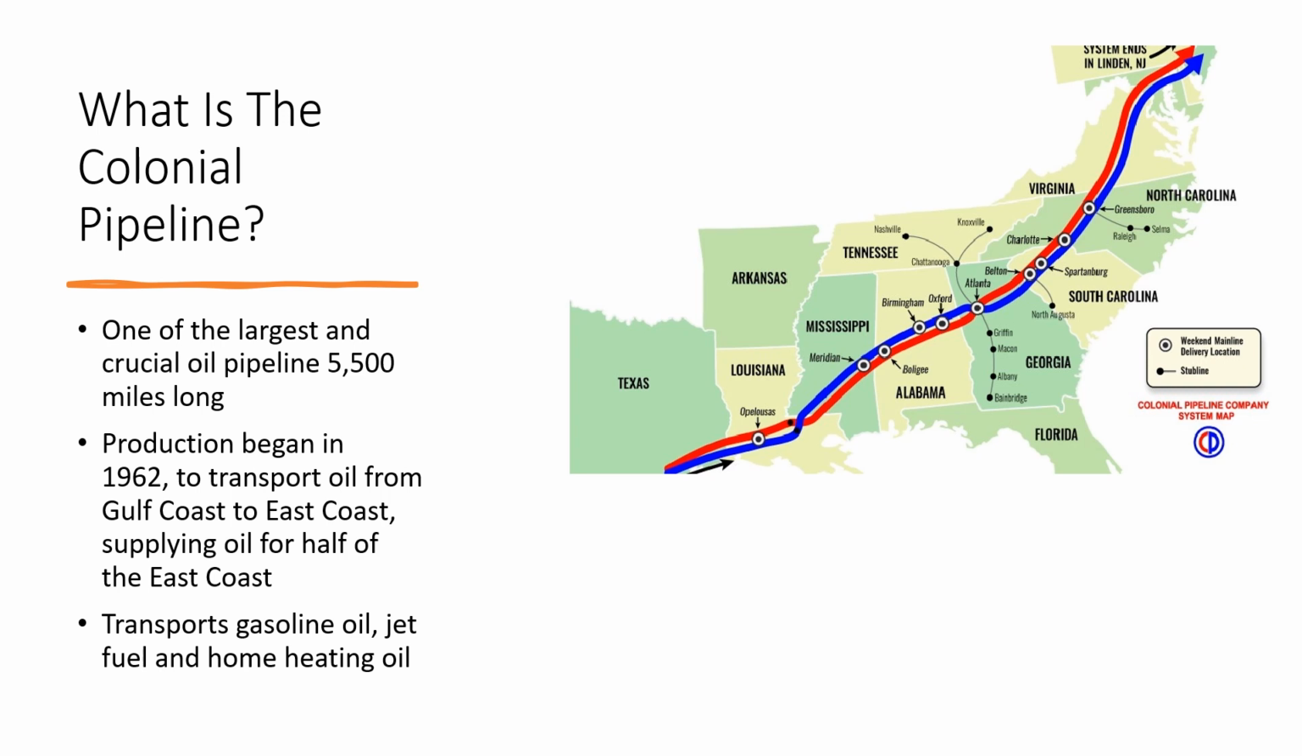So what is the Colonial Pipeline? It is one of the largest oil pipelines. It starts in Louisiana and then ends in New Jersey. So it expands about 5,500 miles long. It began in 1962, transporting oil from the Gulf Coast to the East Coast. It mainly supplies oil for half of the East Coast, as you can see on the map here. It transports a variety of oil, such as gasoline, jet fuel, and home heating oil.